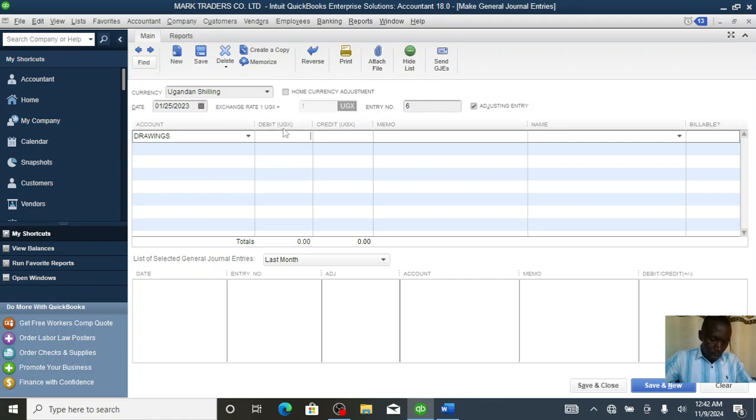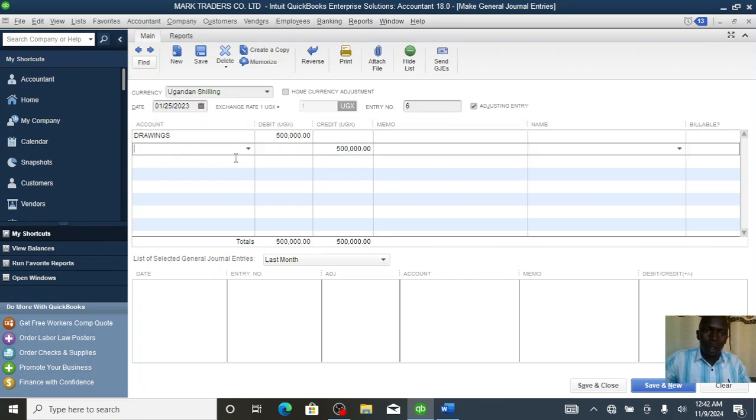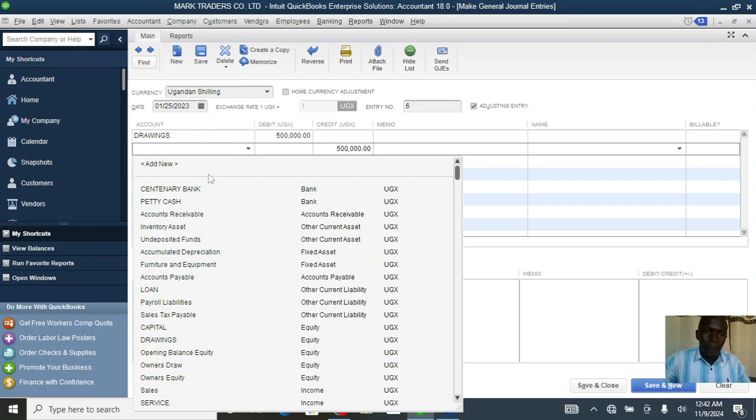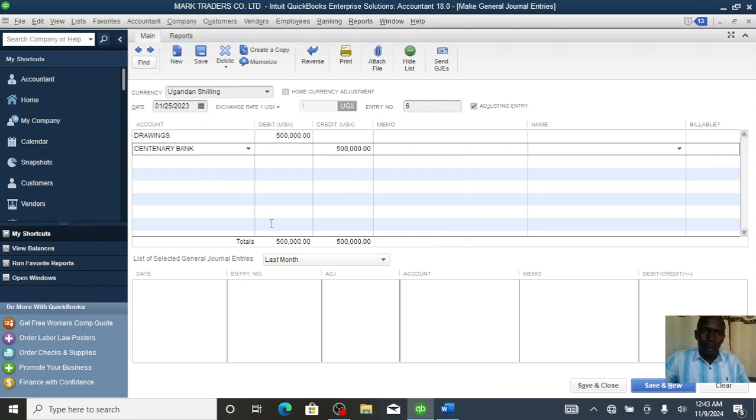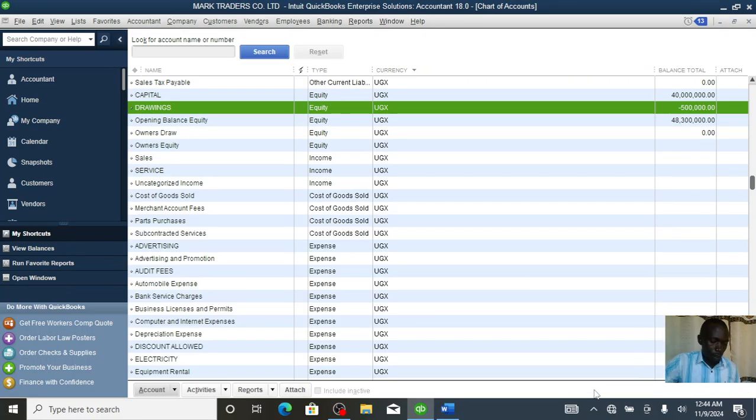The amount was 500,000. Then we credit. It was withdrawn from the bank. We save and close. Our next transaction, bought a computer for office use at 2 million.